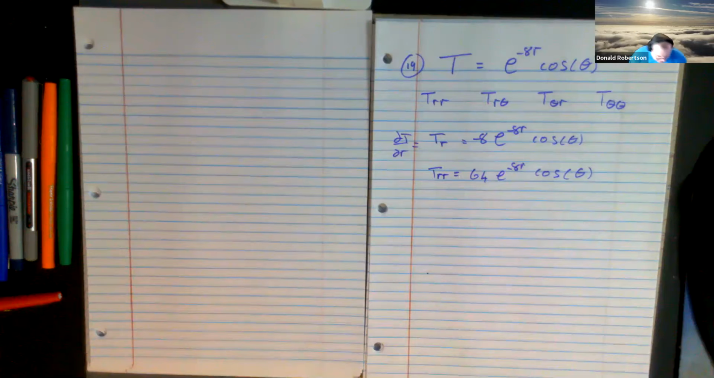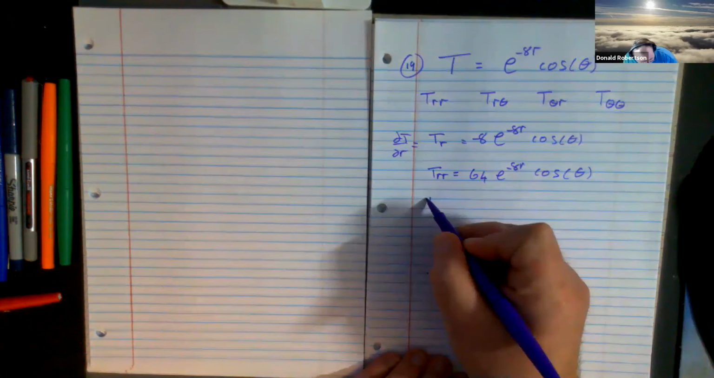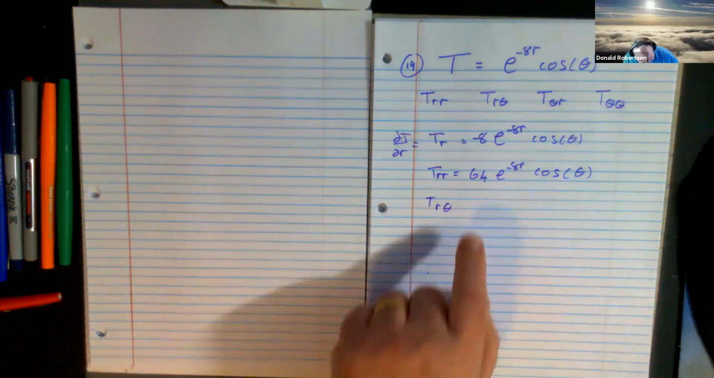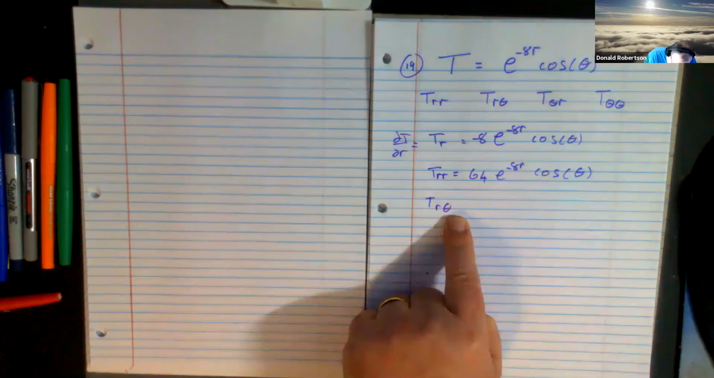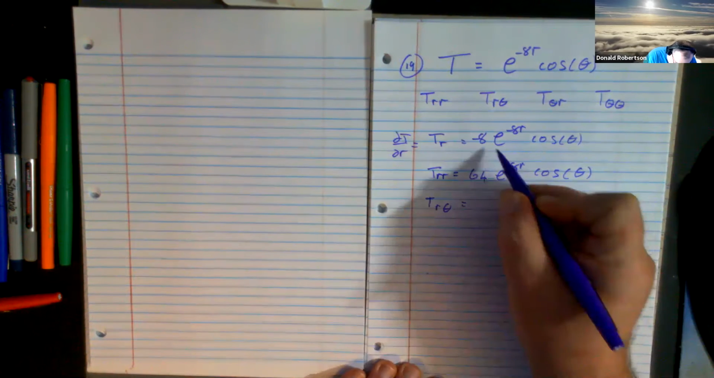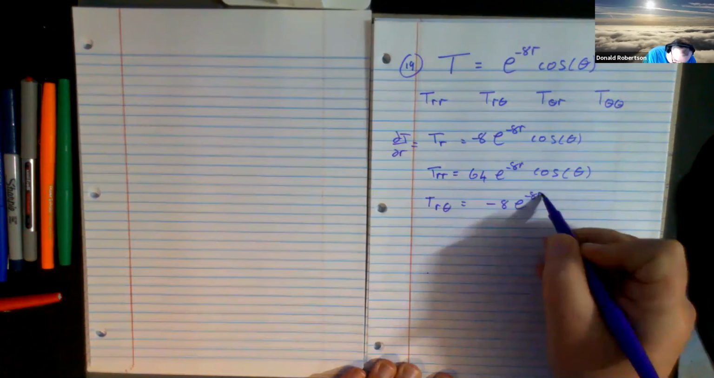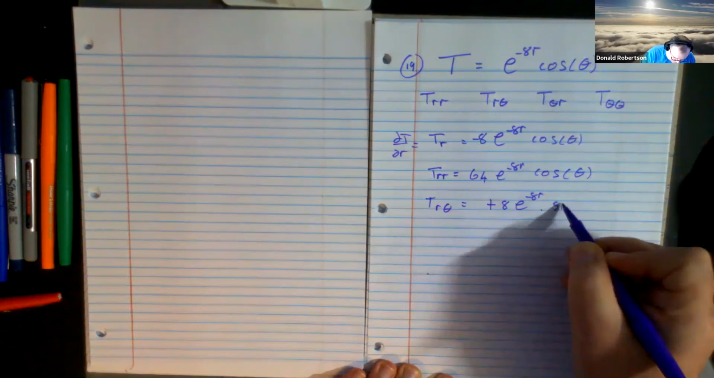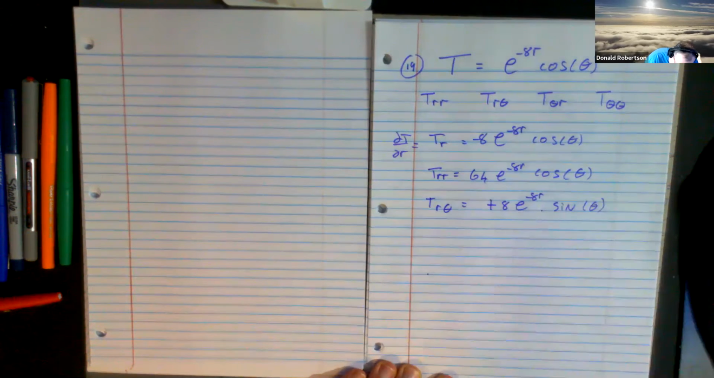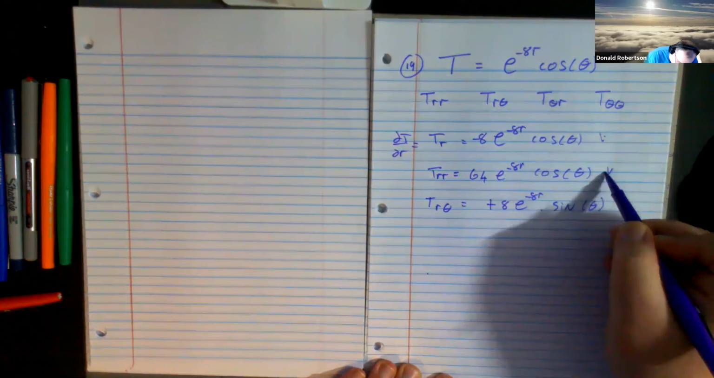Great. Okay. Now, if I wanted to do this fella, then won't I use this answer and just differentiate it with respect to theta? So you take this guy and you go negative 8 e to the negative 8r. Differentiate a cosine gives me a negative sine. And so I end up with that guy. So we'll put a little asterisk next to our answers. We've got this one and we've got this one.